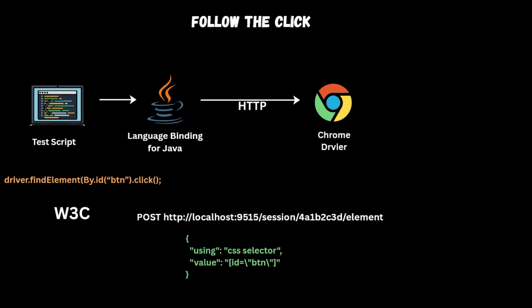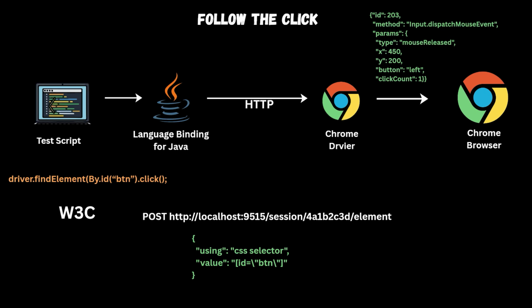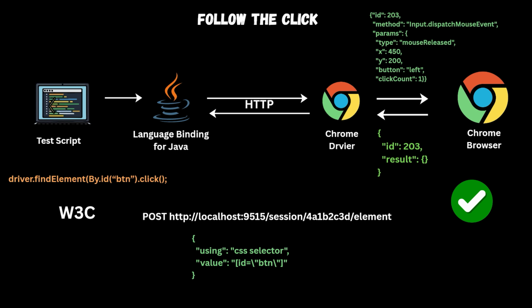The browser driver receives the request. For our example, it is Chrome driver. So Chrome driver validates the request, converts it into browser-specific commands, and forwards it to the Chrome browser. Now, for the first time, something actually happens inside the browser. Chrome locates the element in the DOM, verifies that it is visible, verifies that it is interactable, and performs the click. Once the action succeeds, the browser sends a response back to the Chrome driver. Chrome driver sends a response back to the language binding. The language binding returns control back to the test.